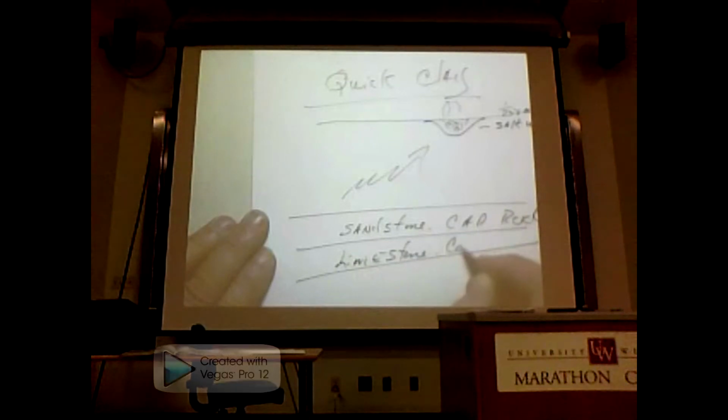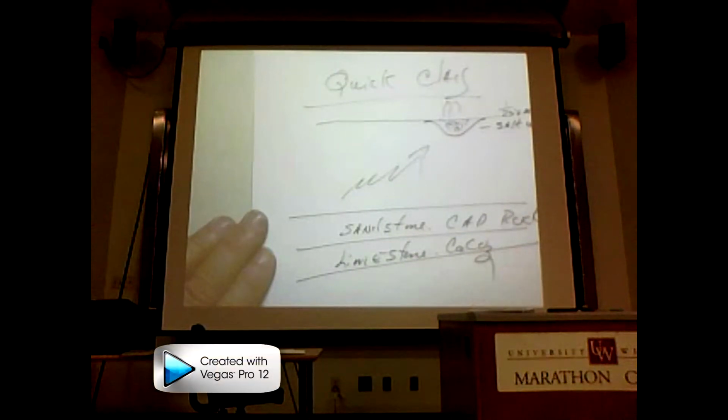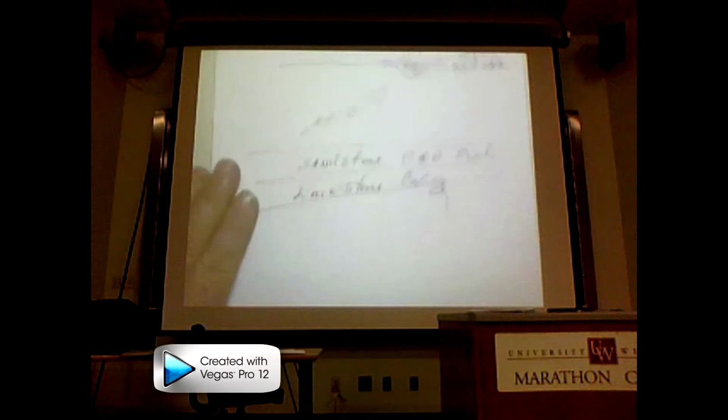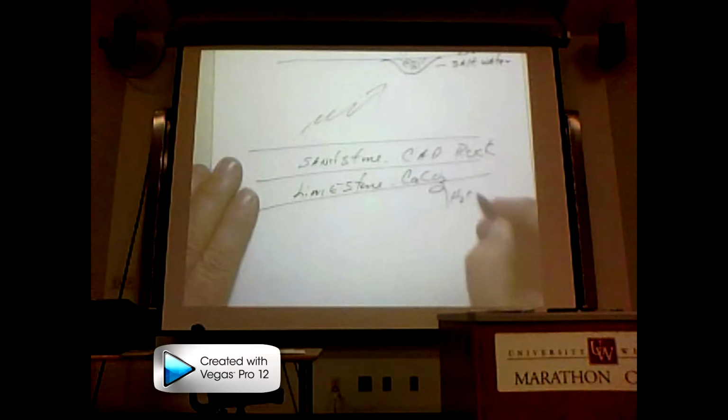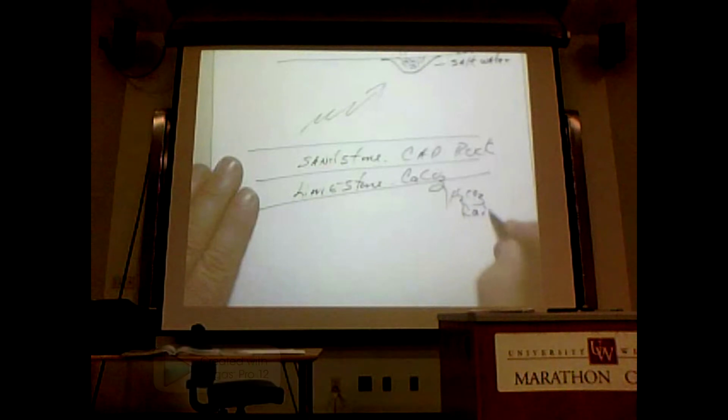Limestone is CaCO3, calcium carbonate. We talked about this last time. You add a little bit of H2CO3, which is rain, and we dissolve the limestone.